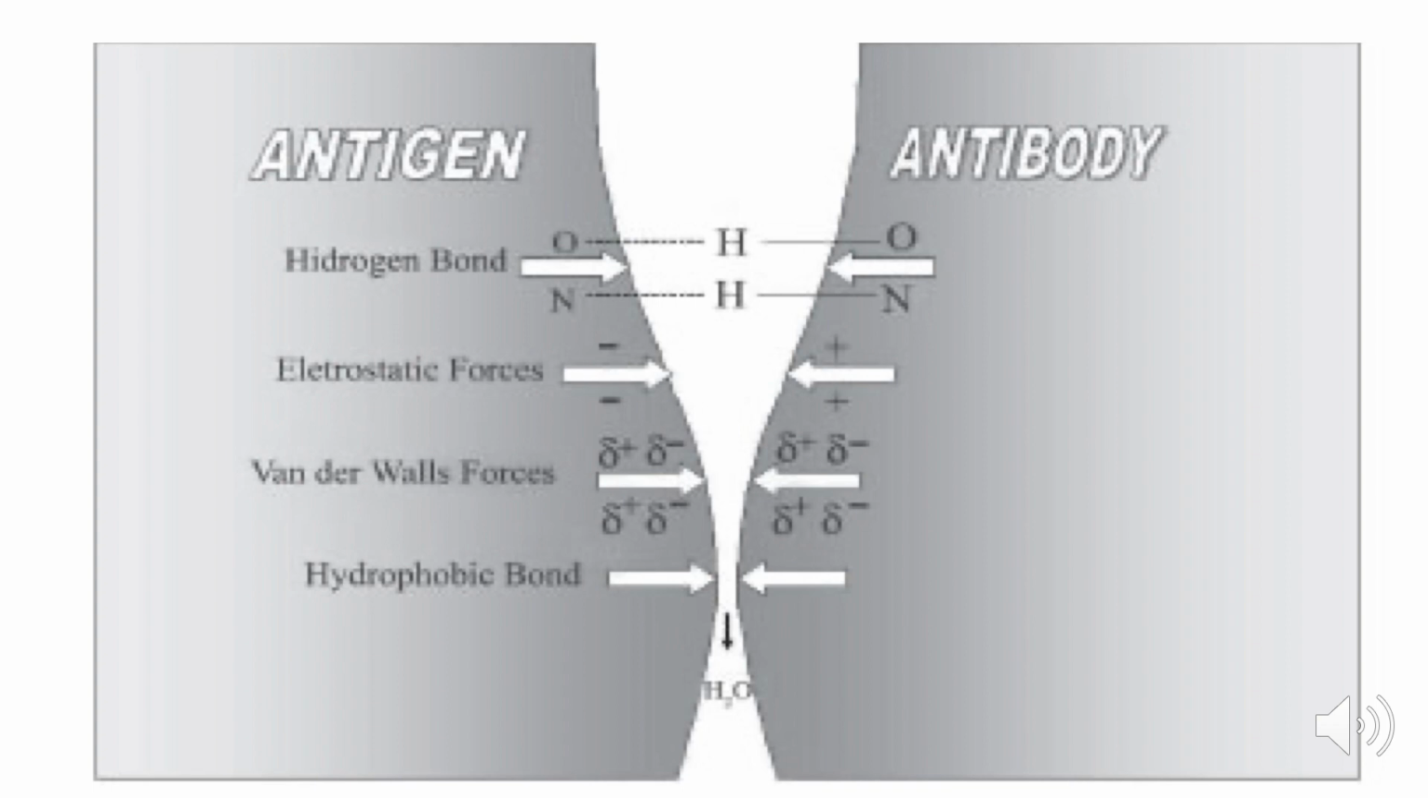The bonds that make antigens interact with antibodies are the following: hydrogen bond, electrostatic forces or electrostatic interaction, van der Waals forces, and hydrophobic bonds. Remember, all of these bonds are weak types of bonds.